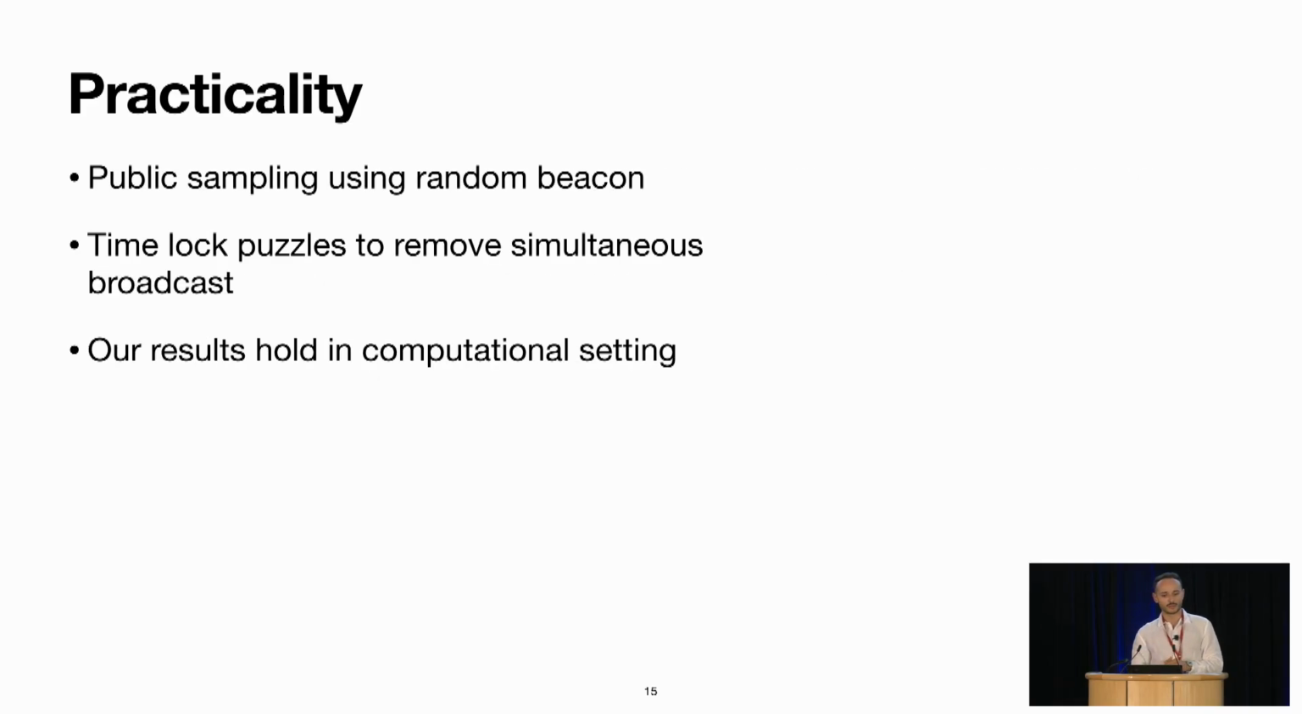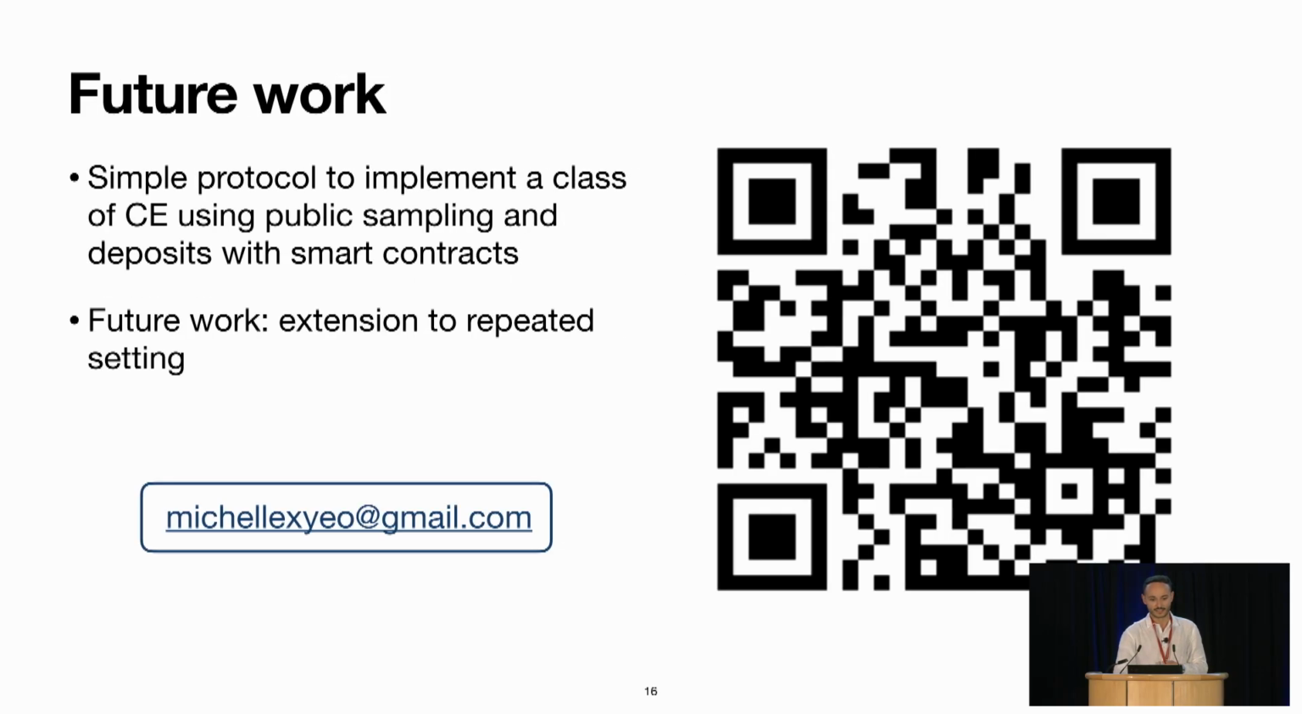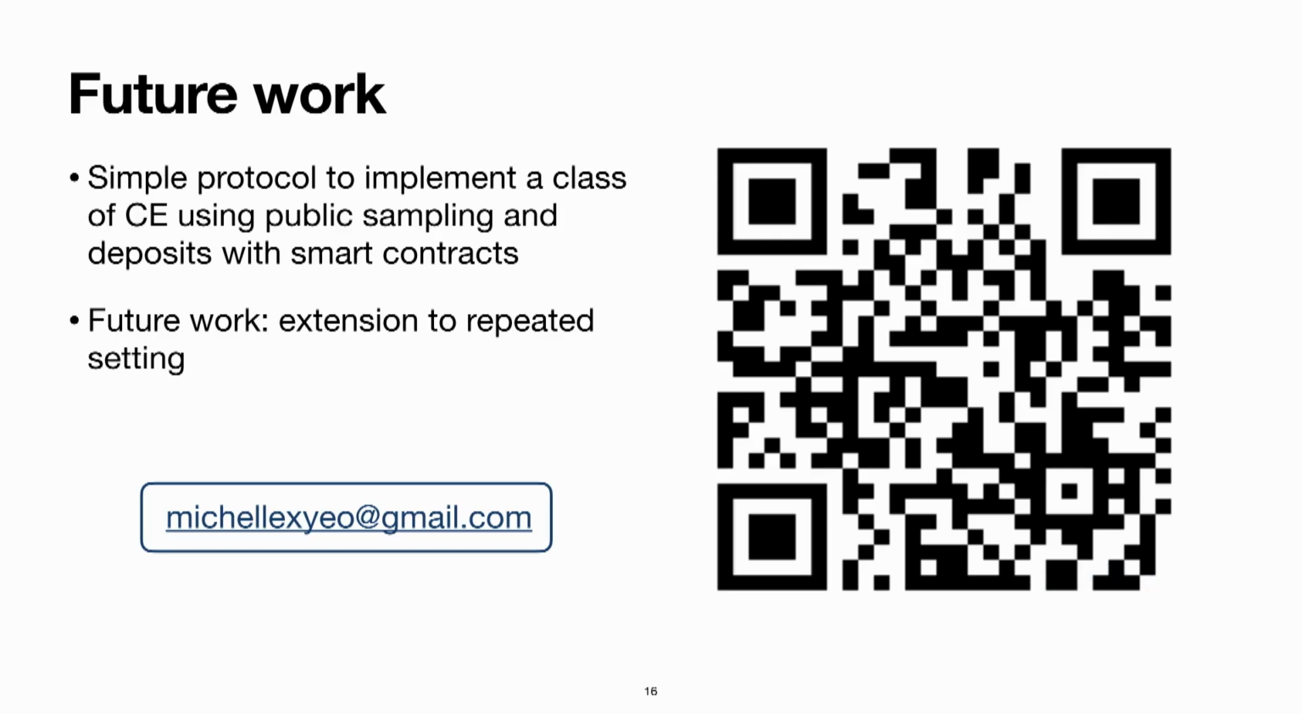Practically speaking, the public sampling uses a random beacon. And when you send the confirmation bit, it needs some parallel broadcasting channel. Otherwise, you can game this by seeing the other's confirmation bit. So you need some time lock puzzles to remove simultaneous broadcasts, which they have introduced there. And their results hold in the computational setting, which is fine, right? And because here it's a one-shot setting, they haven't analyzed some extension to the repeated setting, if you would play this game another time and another time. This could be an idea for future work.